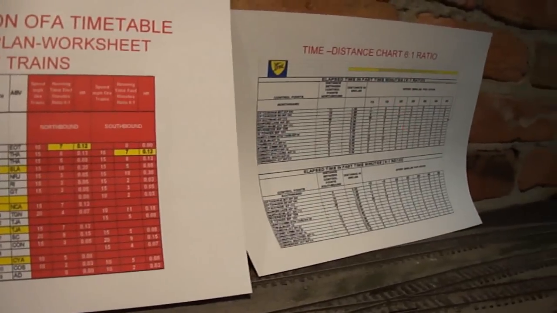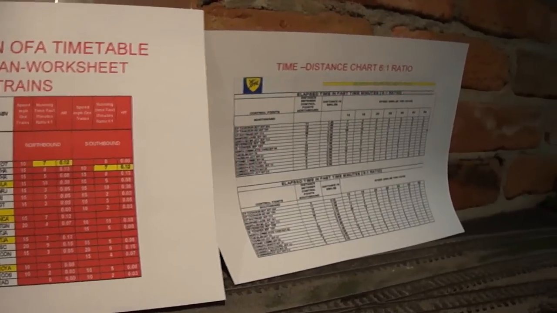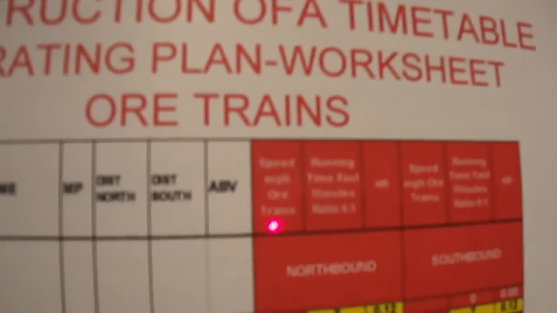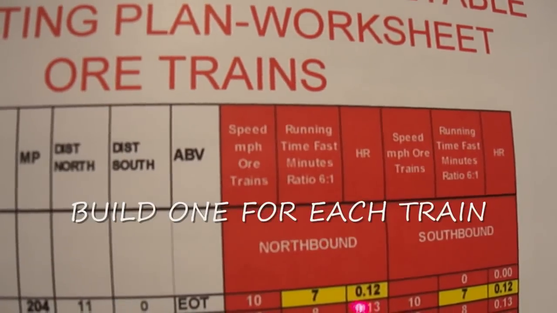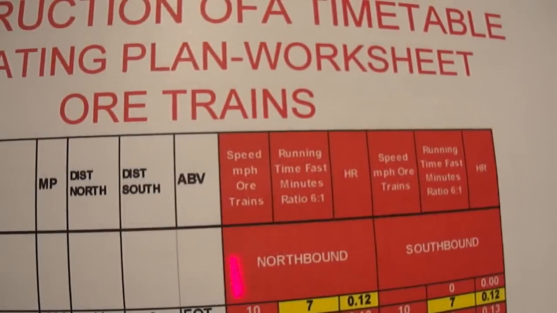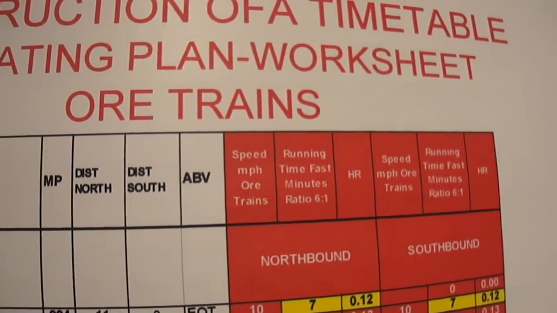And this is chosen based on your concept of the size of train, how steep the grade is, and how fast you want a particular train. Right here it says speed, miles per hour, for ore trains. I've got 3 tables like this: one for ore trains, one for general freight trains, and one for passenger. Each one has various speeds chosen for certain locations.